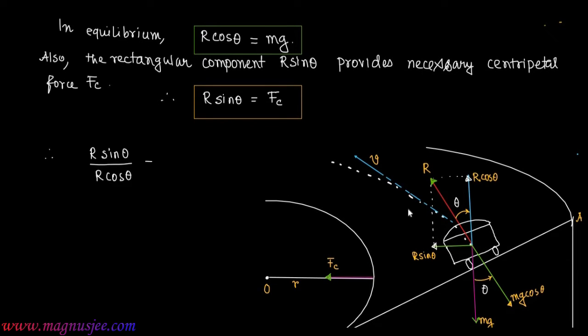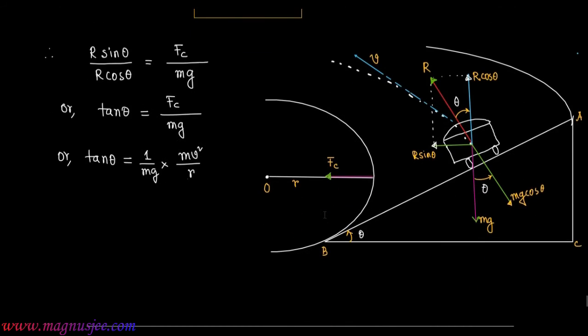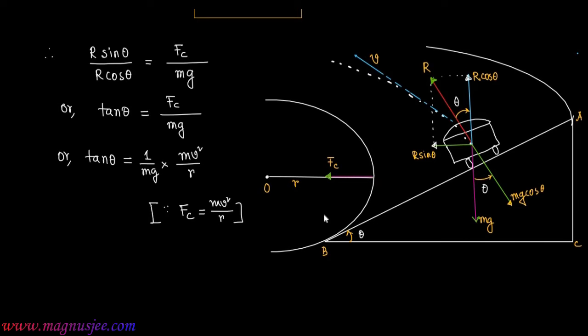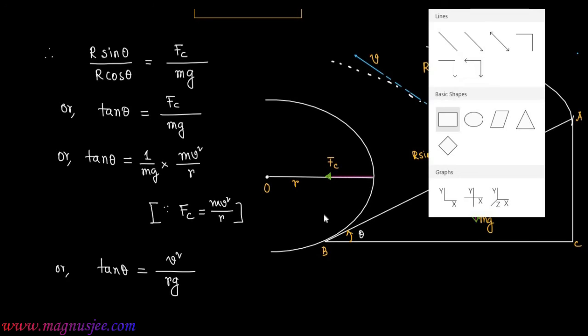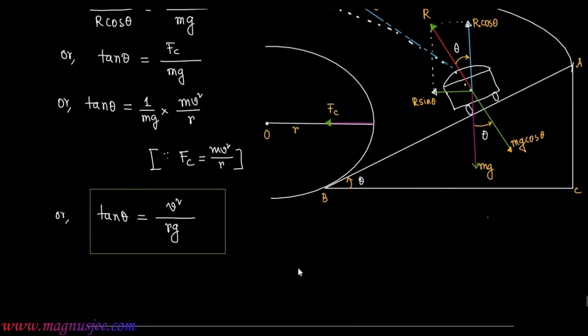Therefore, R sin theta divided by R cos theta is equal to Fc divided by mg, or tan theta is equal to 1 by mg into mv square by r. Since centripetal force Fc is equal to mv square by r, therefore tan theta is equal to v square divided by rg, where theta is the angle of inclination, or the angle of banking of the curved inclined road.